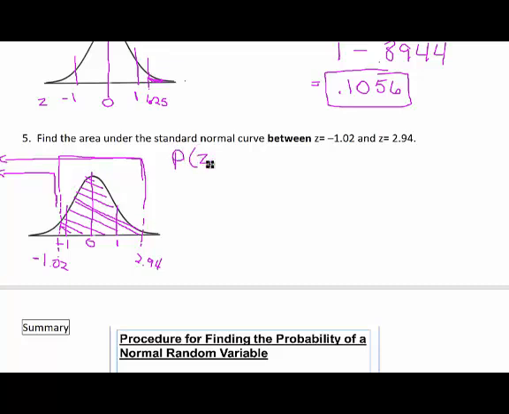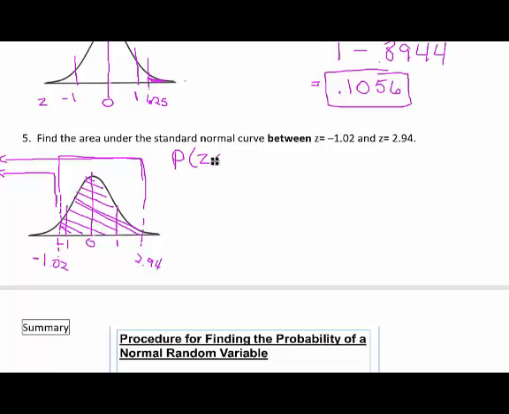So basically what we have to do is find the probability, the area to the left of this boundary, to the left of 2.94, and subtract off this boundary because that's what I don't want. If I take this whole thing all the way down, it's going to give me all the way, and I don't want this part, so I've got to chop this part off. So I'm going to do minus the probability that z is less than negative 1.02.